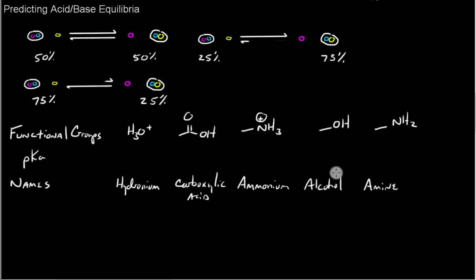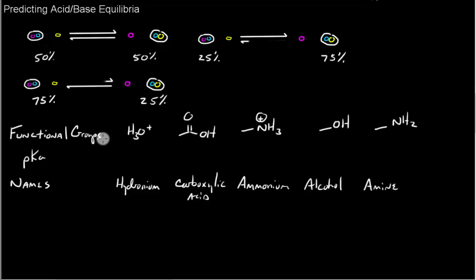So if you look at the amine versus the ammonium, they're very similar. The only difference really is that the ammonium has a positive charge and the amine has a neutral charge. And it turns out that whether the nitrogen has this positive or neutral charge is going to change how acidic that nitrogen is. And we'll see that with the pKa.